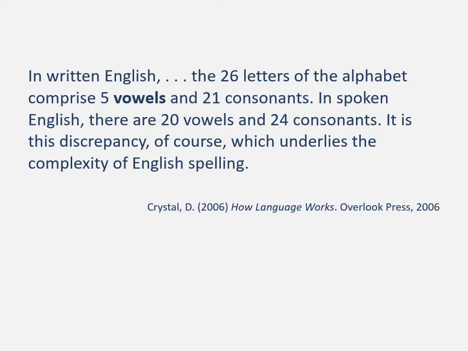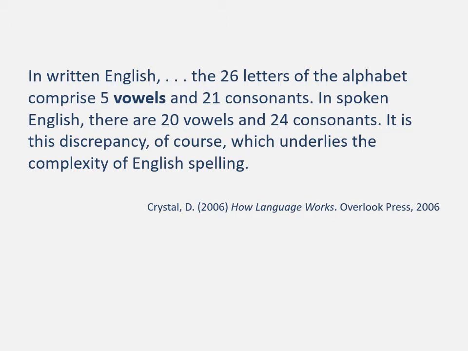This all gets quite complicated because in written English, as David Crystal says here, we have 26 letters of the alphabet, which is 5 vowel letters and 21 consonant letters. But in spoken English, there are 20 vowels and 24 consonants. The sounds that are unobstructed, the vowel sounds, we have 20 of those. We also have 24 consonant sounds. So that is 44 phonemes, 44 sounds in English, but only 26 letters which we can use to represent them. And he goes on to say, it is this discrepancy, of course, which underlies the complexity of English spelling.